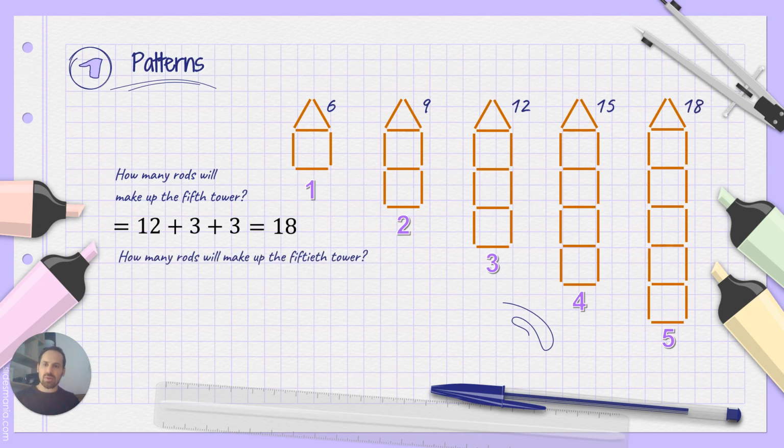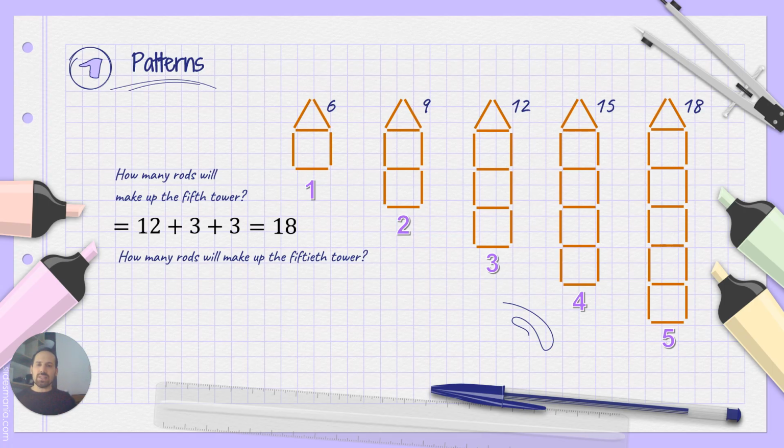But if we had, say, a scenario like this, how many rods would make up the 50th tower? Now, this sort of way of doing it, just drawing it out, is not going to be effective because that would take you forever. It's already getting quite tall and we're only up to the fifth pattern. So we need to find what is going on in the general case.